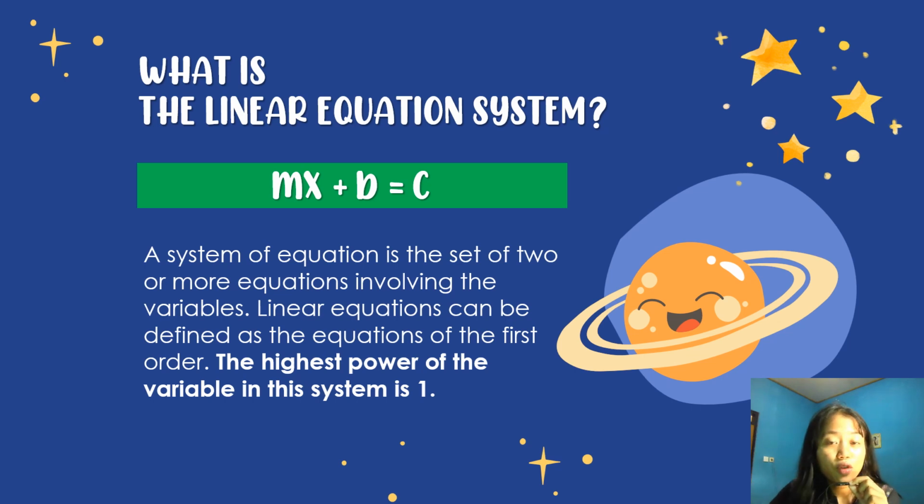With the general form of ax plus b equals c, a system of equations is a set of two or more equations involving variables. A linear equation can be defined as an equation of the first order. The highest power of the variable in this system is 1. Therefore, a linear equation is one where the exponent of the variable is 1.